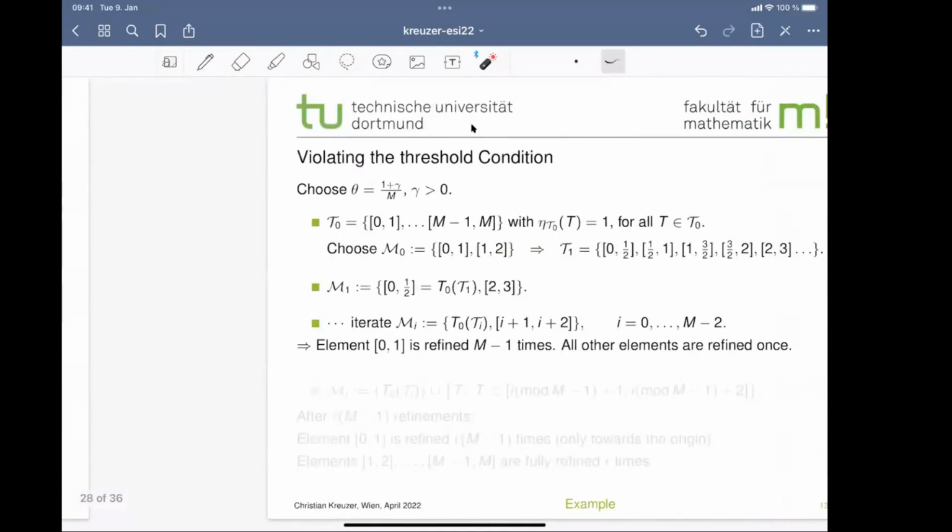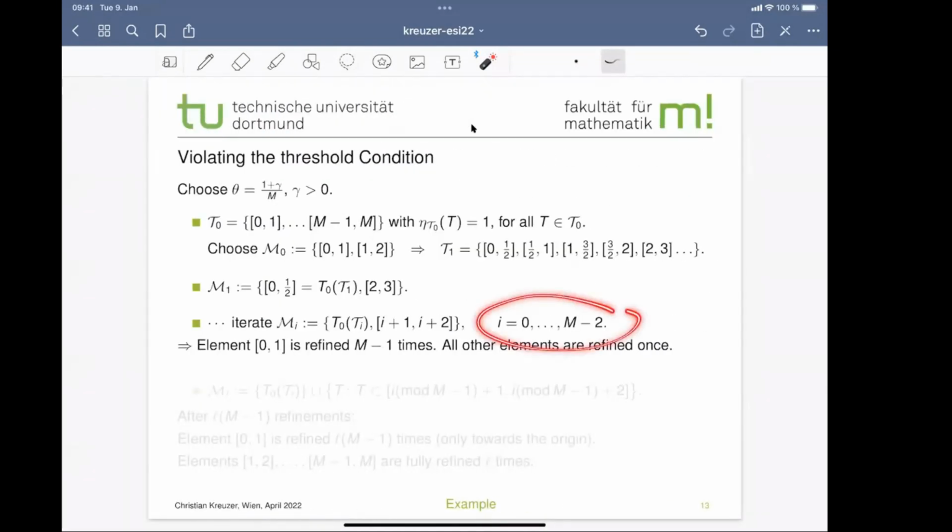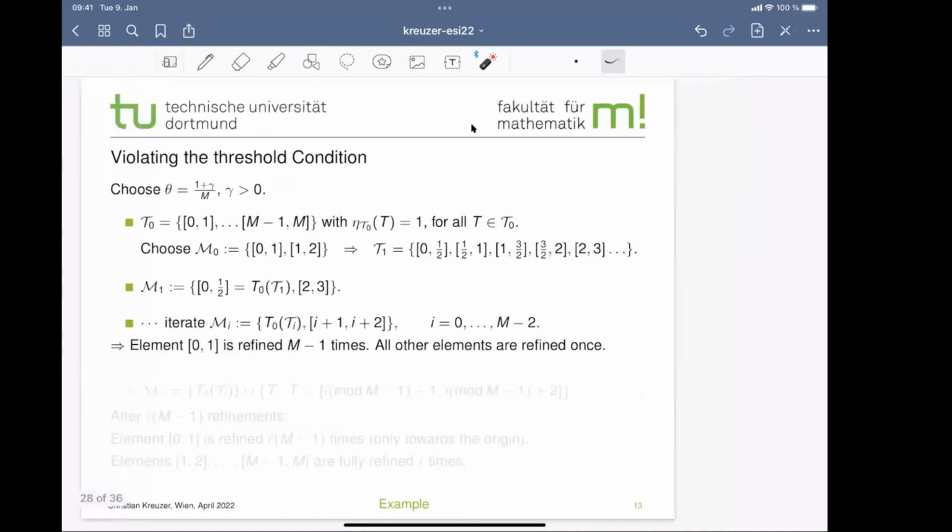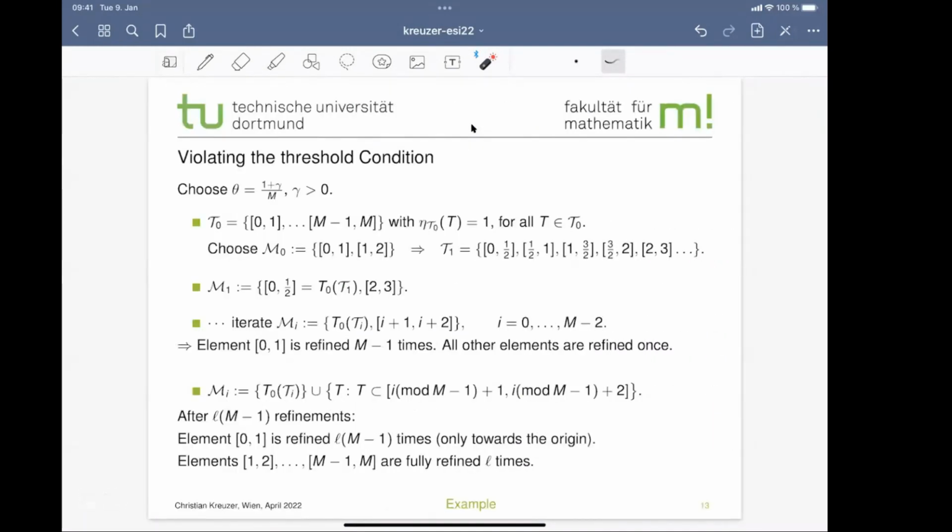Okay, and then we iterate this until we have gone once through the whole domain from left to right, right? So in this case, the first element, the element 0, 1, is refined m-1 times, but only towards the origin, and all other elements are fully refined once. Okay, and now we enter the next iteration, and we can generalize this. What we do is we always take the element containing 0, and then we take all elements in the whole unit interval.